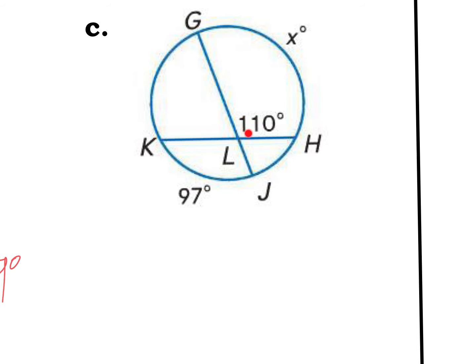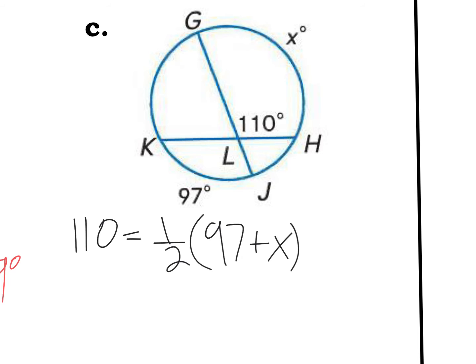Previously, we had the angle inside that was unknown, but now we know that it's going to be 110. So I'm going to say 110 equals 1/2 the sum of 97 plus whatever X is. So what you need to do is you got two different ways you can solve this. You can distribute the 1/2 and then solve for X. But what I like to do is, instead of distributing, I'm going to multiply both sides by 2, and that'll clear out my fraction right there.